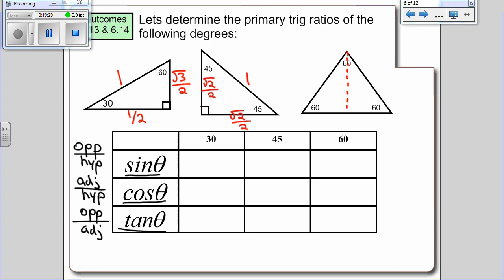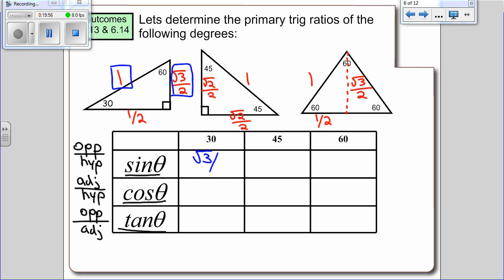There we go. So I've drawn in my special triangles. We're going to do sine, cos, and tan for each one of these things. So if I did sine on the 30-degree triangle, sine would be opposite, which is root 3 over 2, divided by 1, which is my hypotenuse. Anything divided by 1 is the exact same thing. So it's just root 3 over 2.